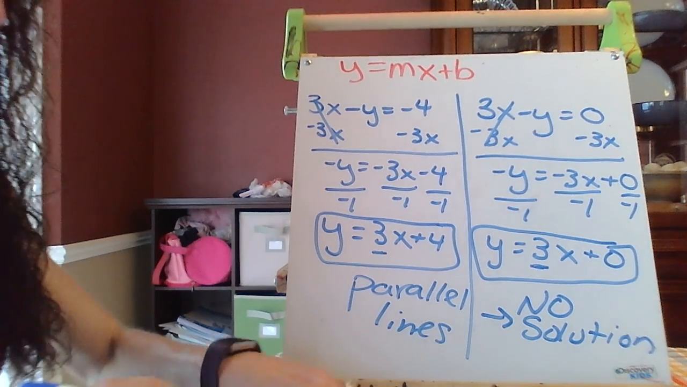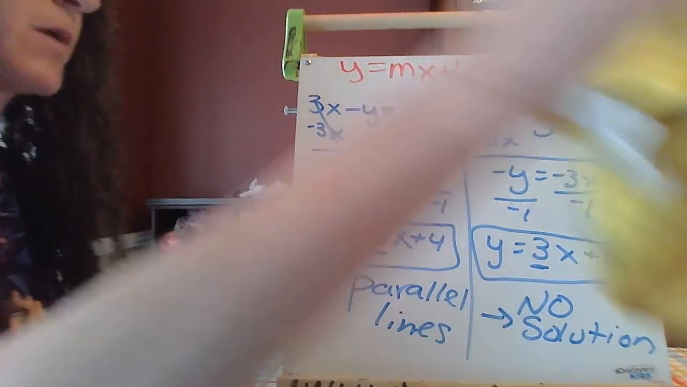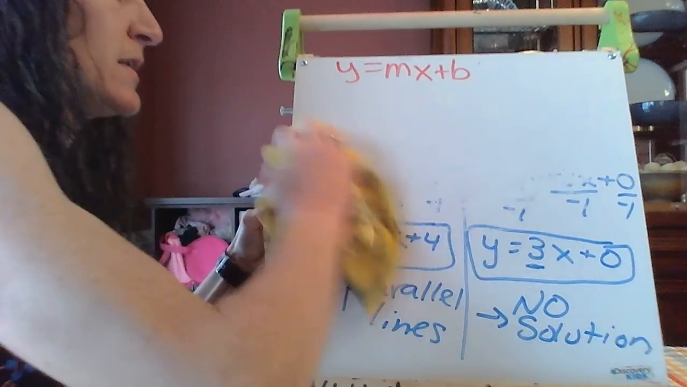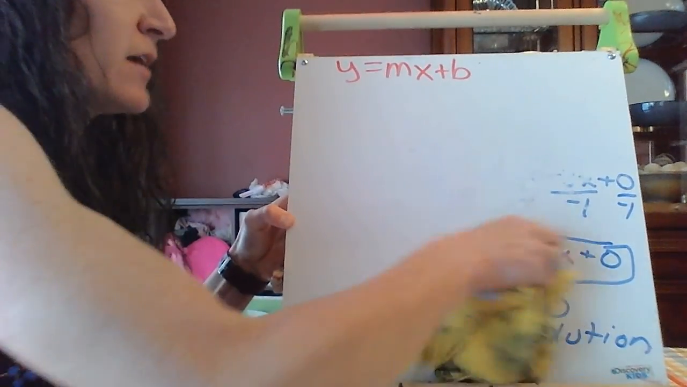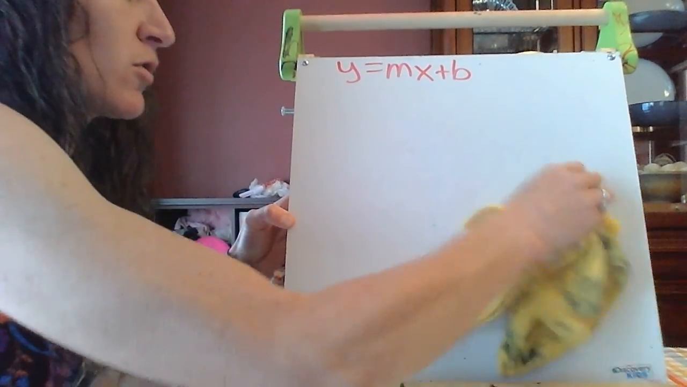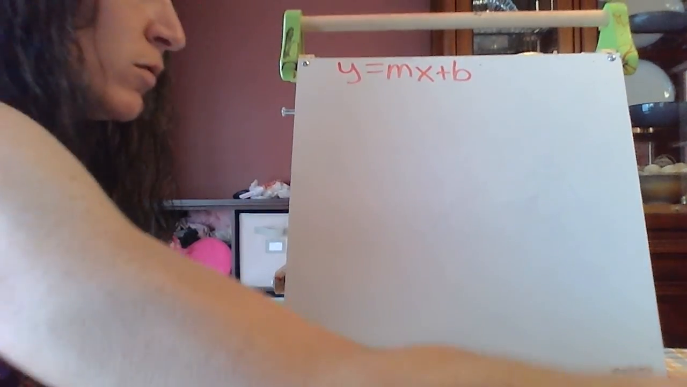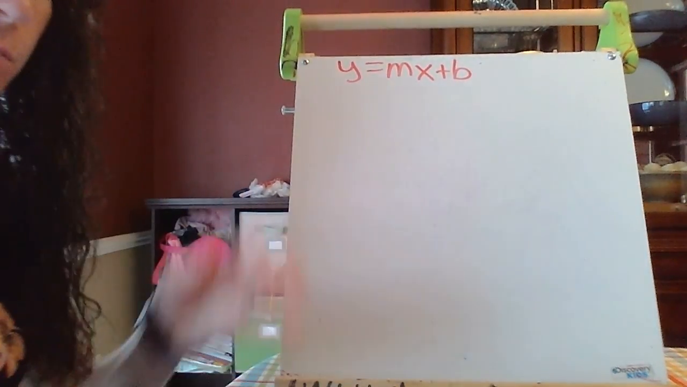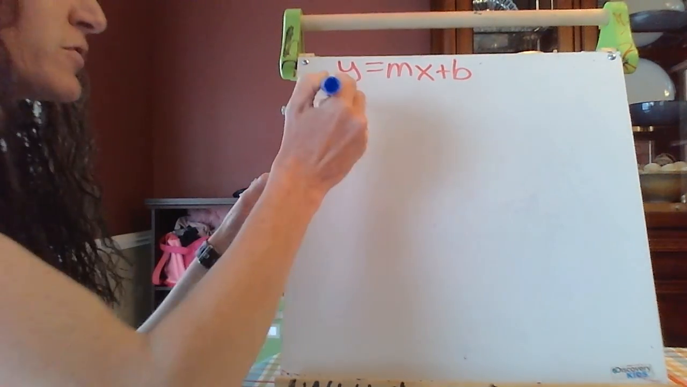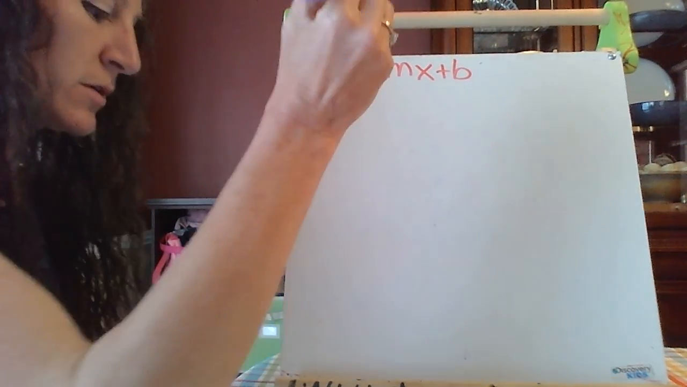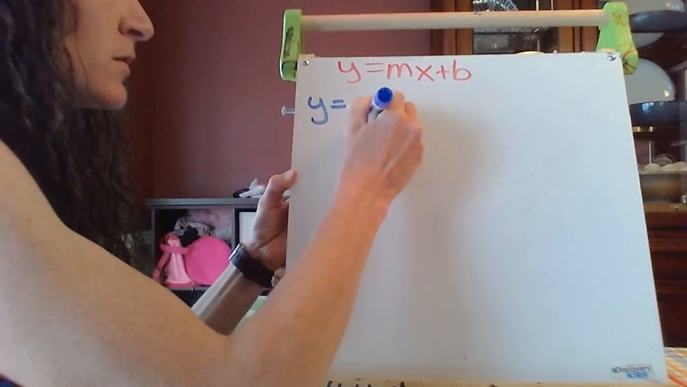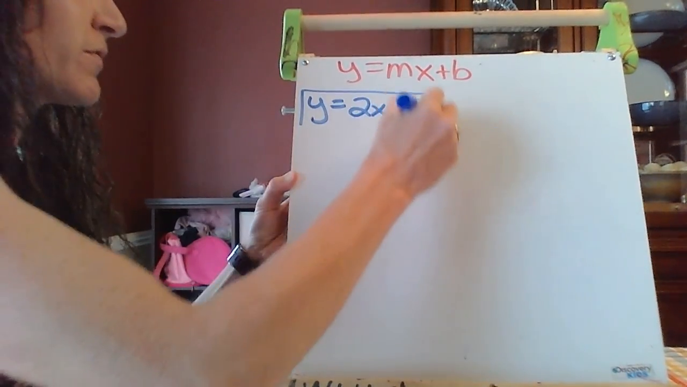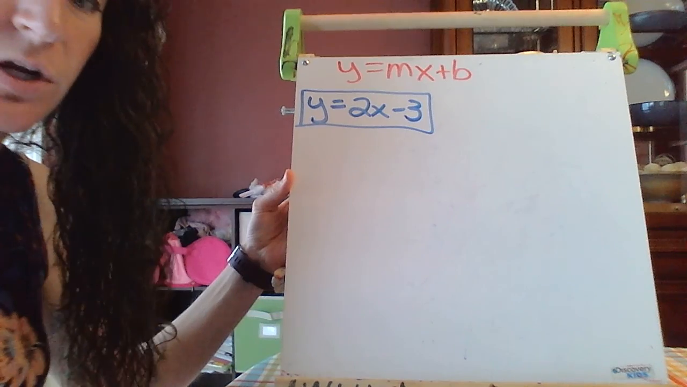All right, let's look at our third option. So first option, they intersected at one point. Next option, they were parallel, same slope, did not intersect at all. Now, third option, here's my first equation: y equals 2x minus 3. This is already in slope-intercept form, so we don't have to fix this one. That's the first one we're going to graph.